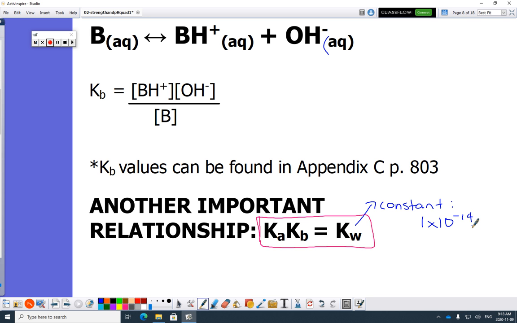So sometimes the questions just ask you to do a whole bunch of calculations because it's pretty straightforward. You do the ICE table, you find out some value, and then you can do a lot of conversions with that value.